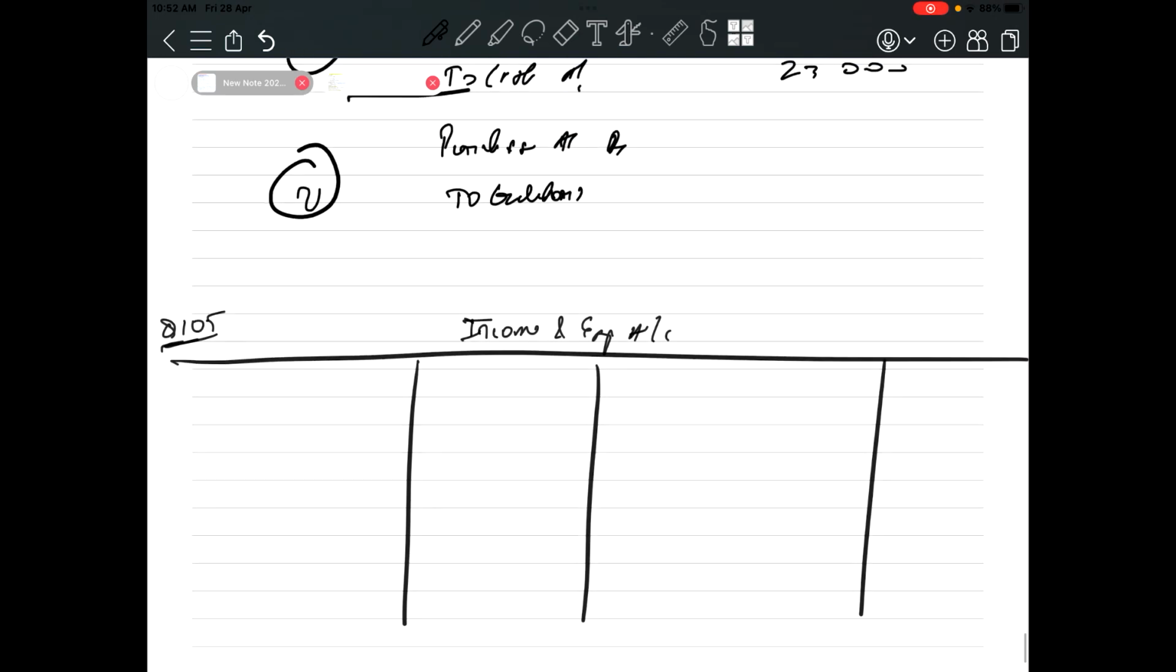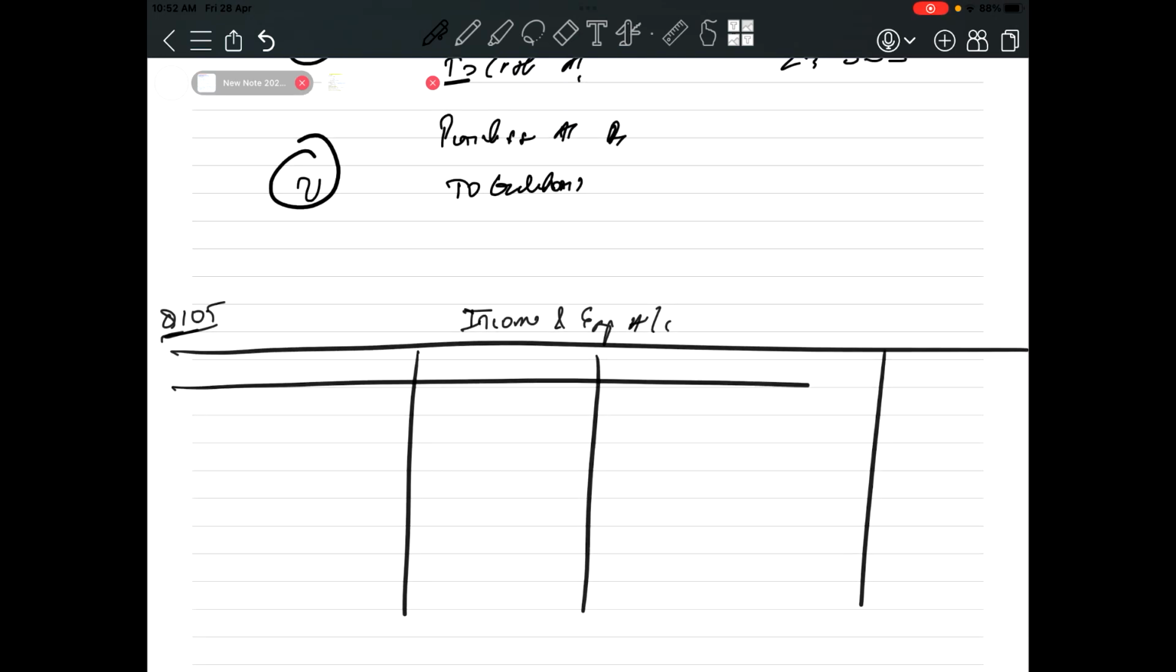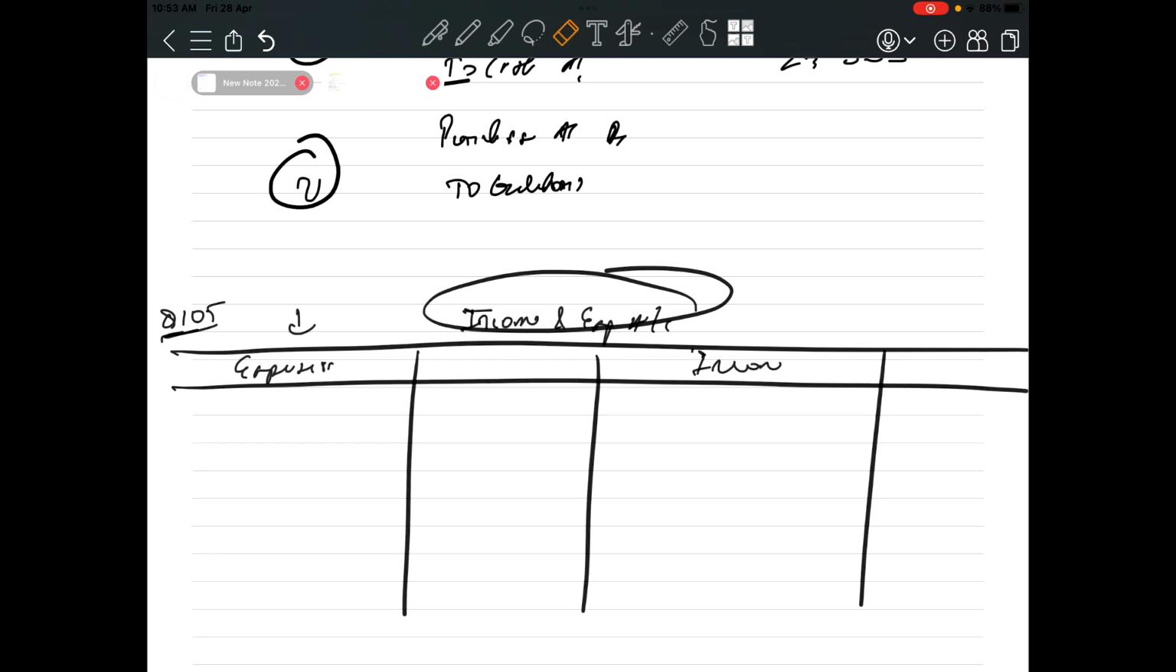Now we know that income and expenditure account is a nominal account. All the expenses will be written on the debit side and all the incomes will be written on the credit side. Don't be confused with the name. Don't say that income will come on the debit side, expense will come on the credit side. Be very careful with this.